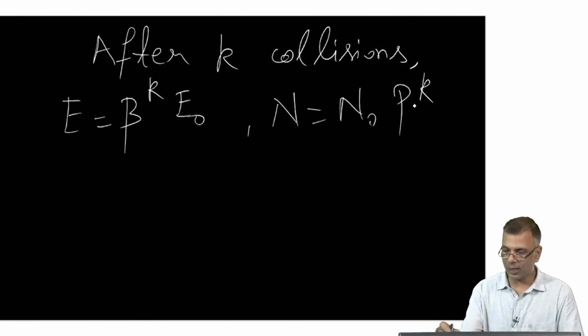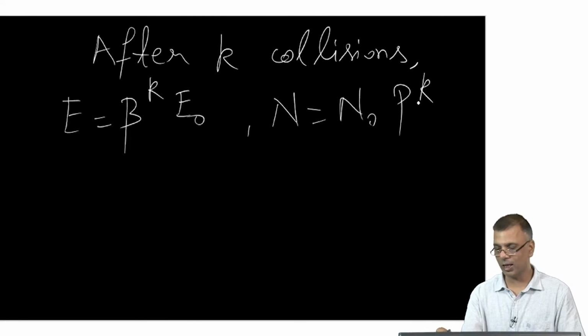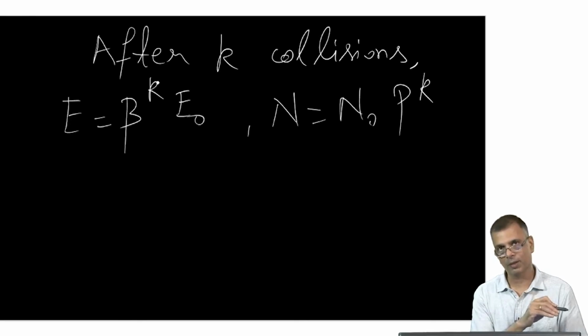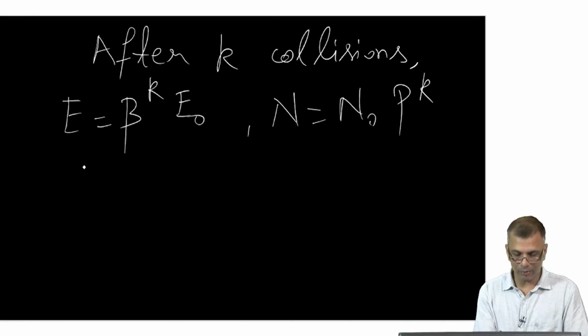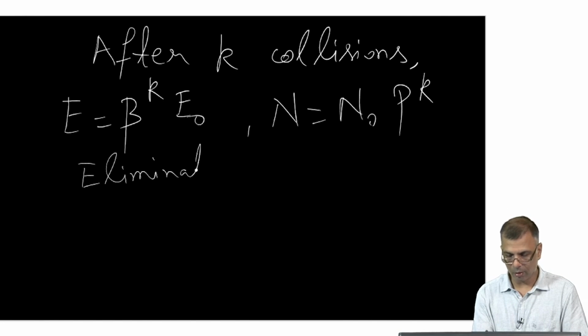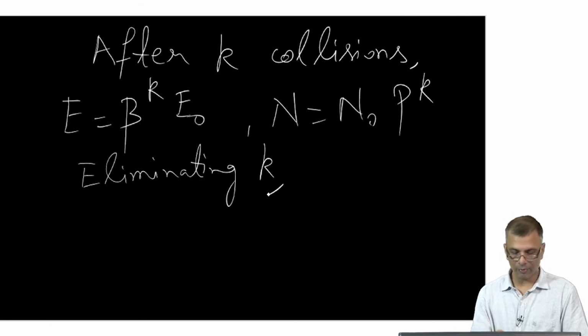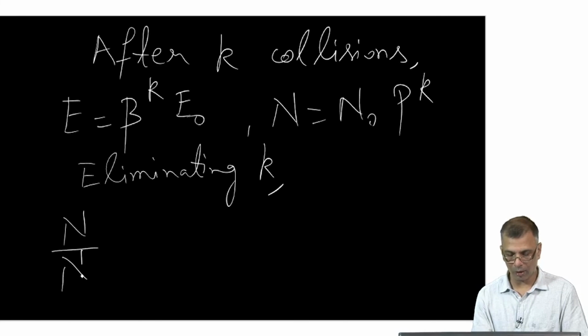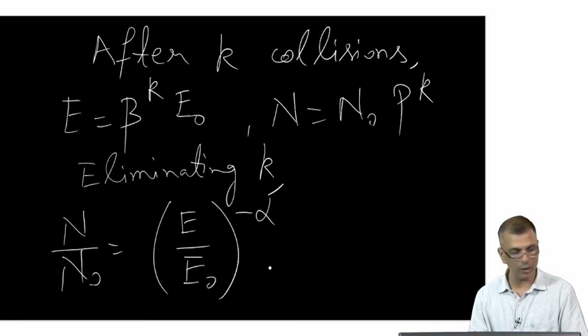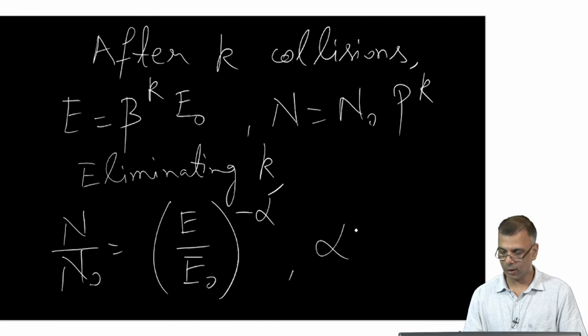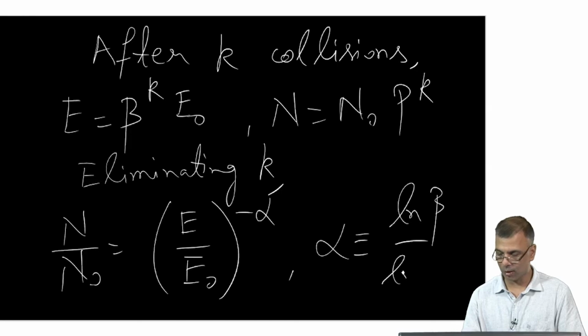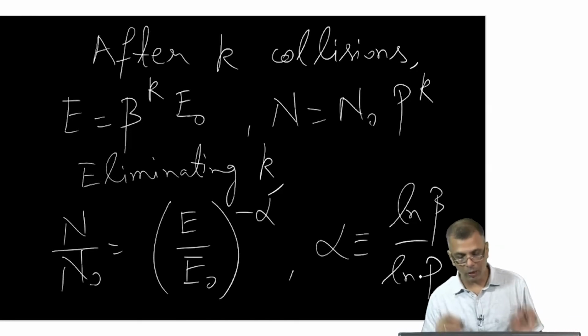Now I eliminate k between here and here. I take a logarithm here, and I plug the k in here. Eliminating k, I get n over n naught is equal to E over E naught raised to minus alpha, where alpha is equal to ln beta over ln p. So here is what we were after.